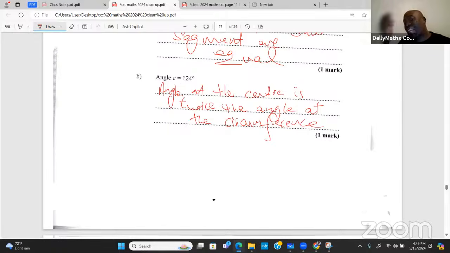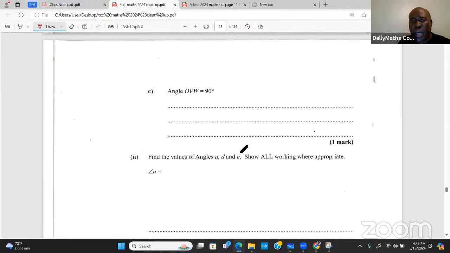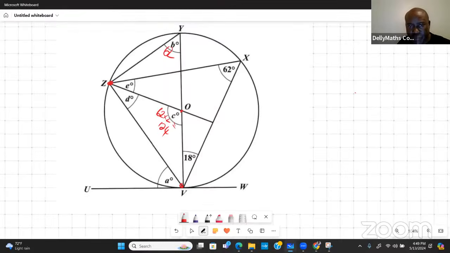That's it. Or you could say the angle at the circumference is half the angle at the center, whichever way you want to put it. Let us go for angle OVW equal 90. So they're saying this is equal to 90. Radius meets tangent, right? You could see the radius here meeting your tangent line. Always 90 degrees, and we're gone.